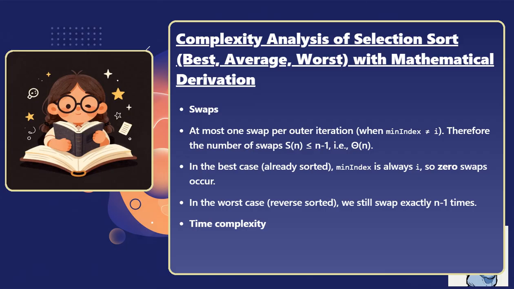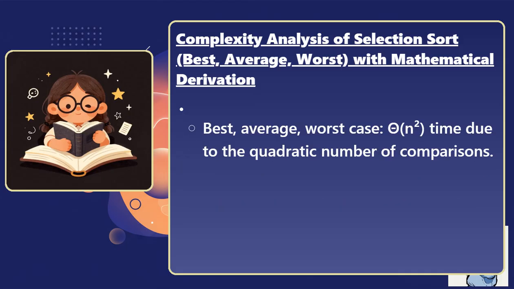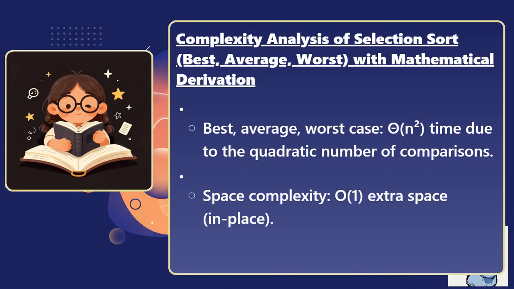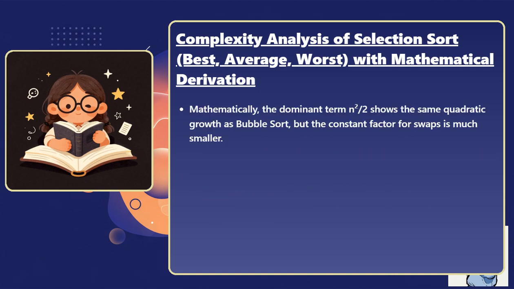Time complexity, best, average, worst case: Theta of n squared time due to the quadratic number of comparisons. Space complexity: big O of 1 extra space, in place. Mathematically, the dominant term n squared divided by 2 shows the same quadratic growth as bubble sort, but the constant factor for swaps is much smaller.